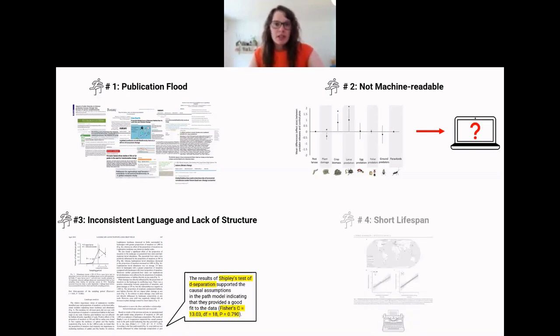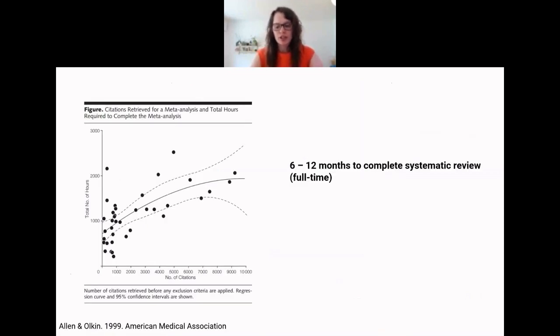So in the project that I'm going to describe to you today, we're going to be focusing on these first three challenges. And they really have a big impact on the amount of time that it takes to conduct synthesis research. So here is a study that actually looked at the time investment of conducting a systematic review. And they found that the number of hours it takes to conduct a review is highly related to the number of citations that you retrieve in your initial literature search before you apply any exclusion criterion. And on average, they found it takes about 6 to 12 months to complete a systematic review.